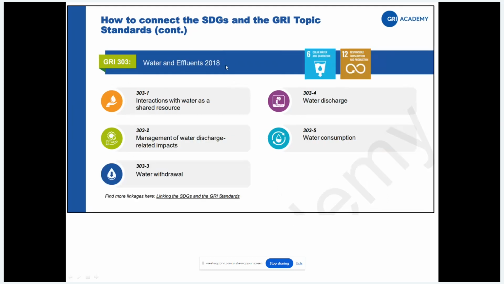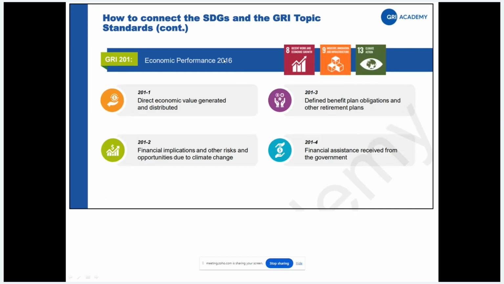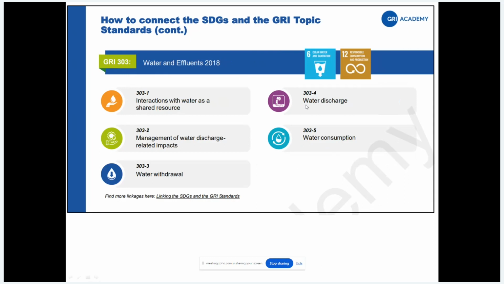In the same way, you have the Water and Effluents 2018 standard. This is the year which has been given, when the topic standard was published or made available to the public. Economic performance was released in 2016. This is the name of the topic standard, and the serial number of the topic standard is GRI 201. When you have a 3-digit number, it will be a topic standard, and 303 is water and effluents. In the same way, this is impacting two SDGs: clean water and sanitation, and responsible consumption and production.